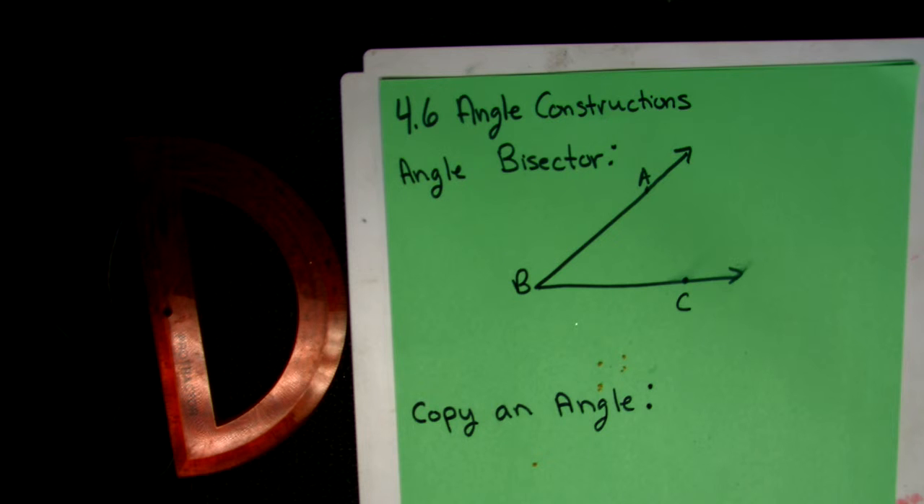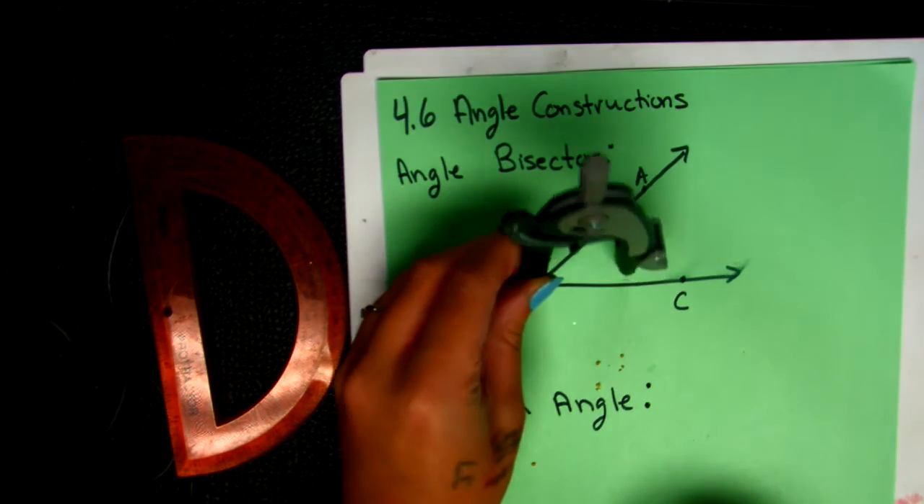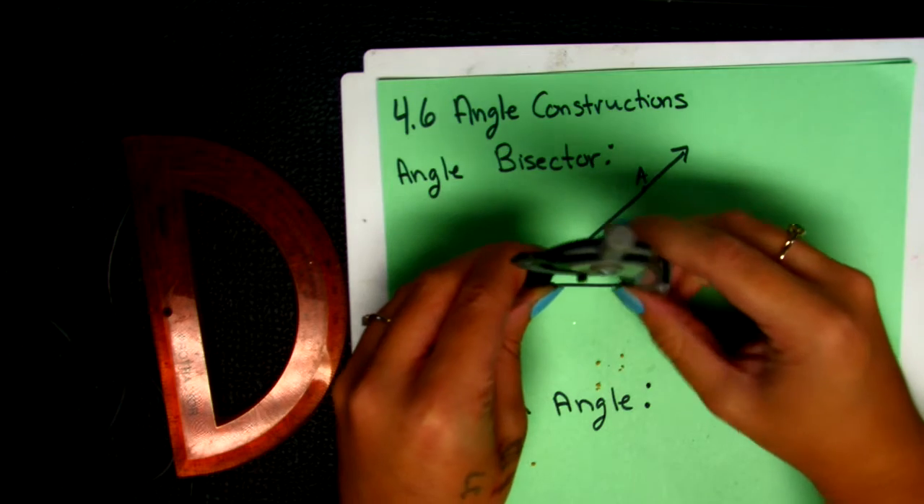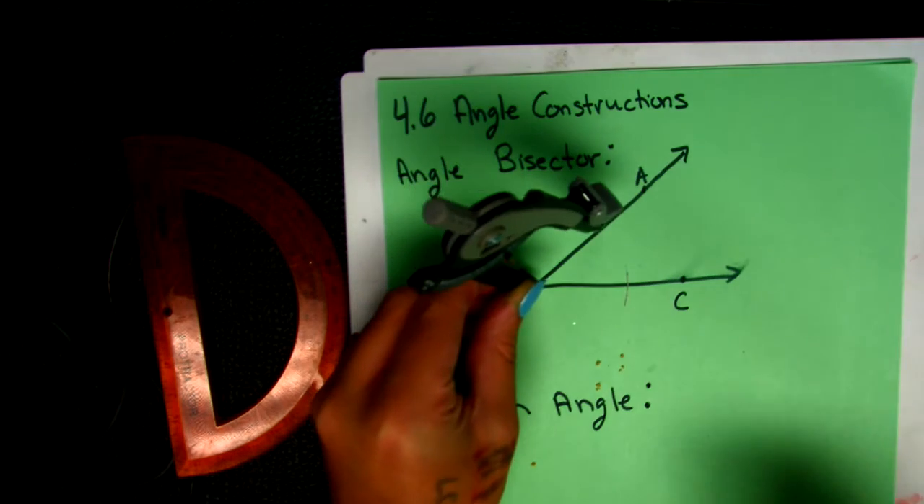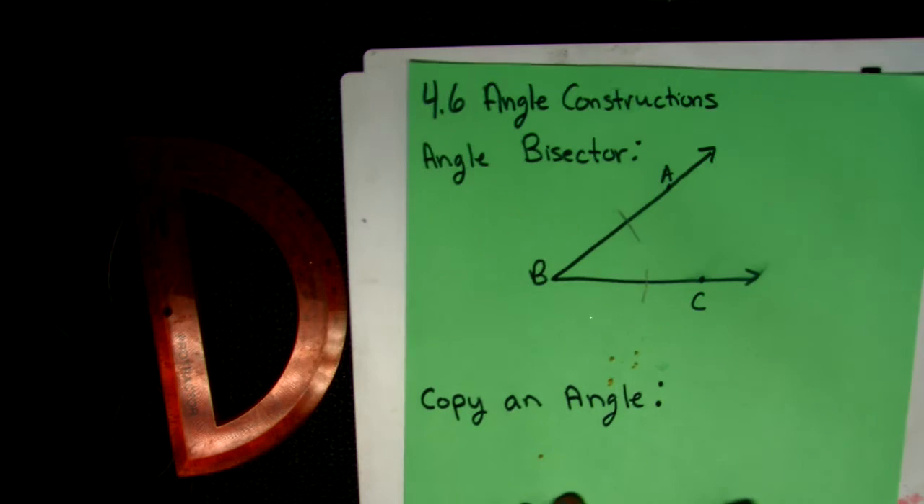So the first thing we need to do is place the point of our compass on the vertex, and mark both rays of the angle. I'm going to go ahead and show you how to do that now. So here's the point of the compass. I'm going to mark this ray, and then without changing my width, I'm going to come up here and mark this ray. All right, so that's step one.